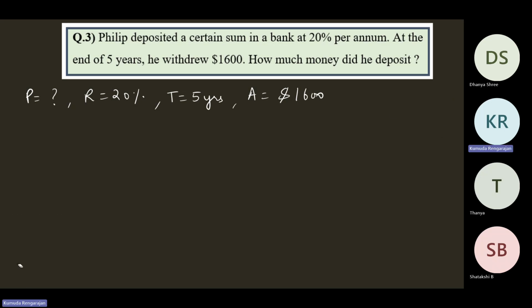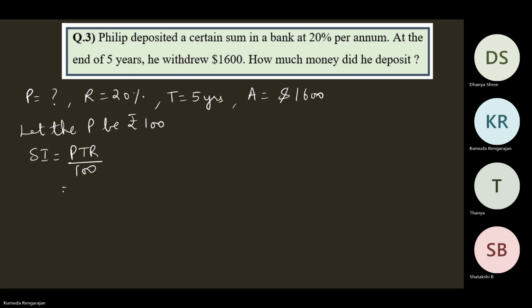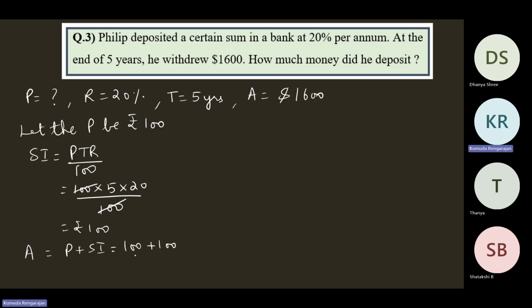In this case, what you have to do is, you should say, let the principal be rupees 100. Now find the simple interest for 100 rupees. PTR by 100, 100 into 5 into 20 by 100. So the amount will be principal plus simple interest. Principal is 100 plus simple interest is 100. So 200 rupees.